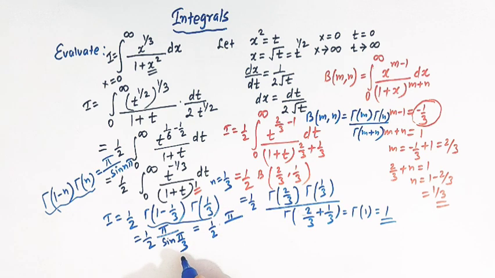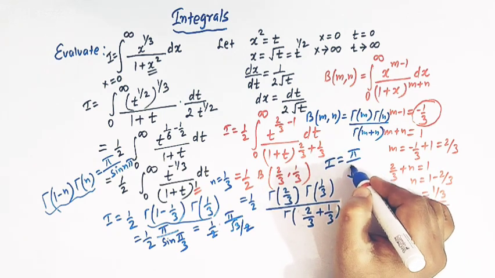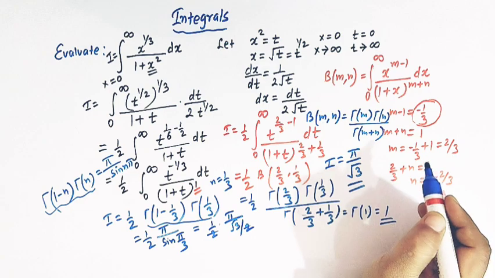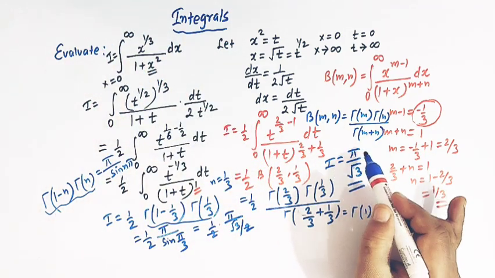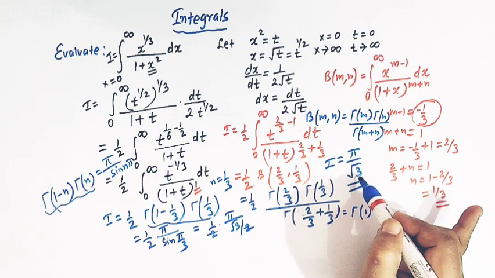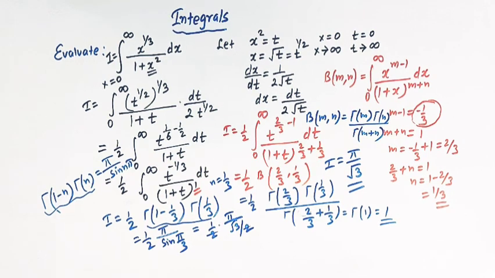Sine pi by 3 is sine 60. Sine 60 is root 3 over 2, right? So this 2 and this 2 get cancelled. So we are left with pi over square root of 3, right? So the value of this integral is given by pi divided by square root of 3. And moreover, this integral can also be solved by using the method of residues, that is Cauchy's residue theorem.